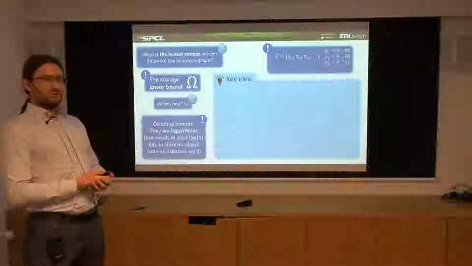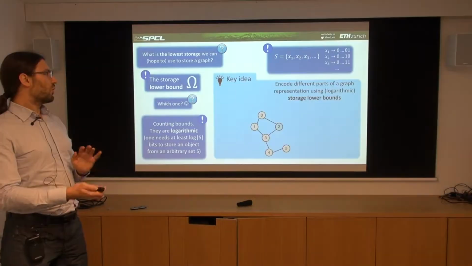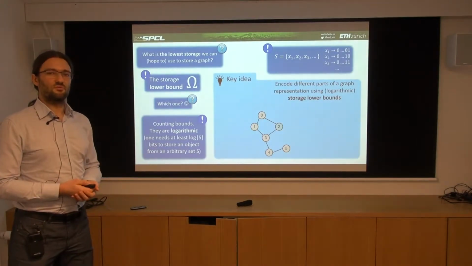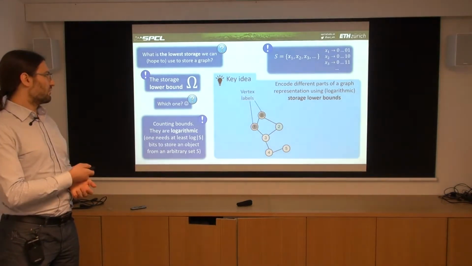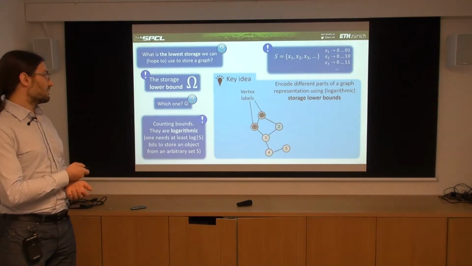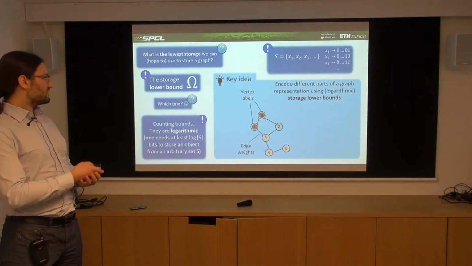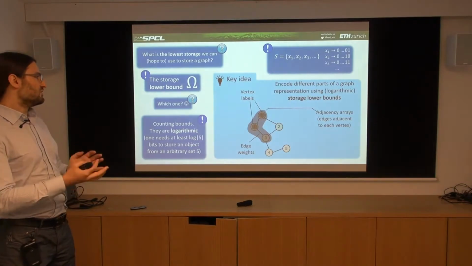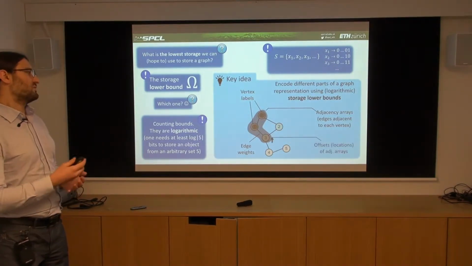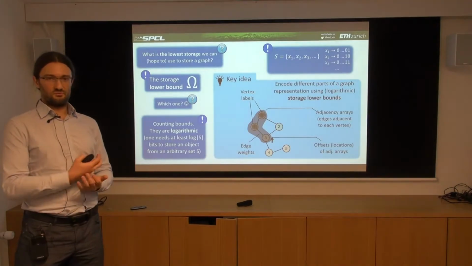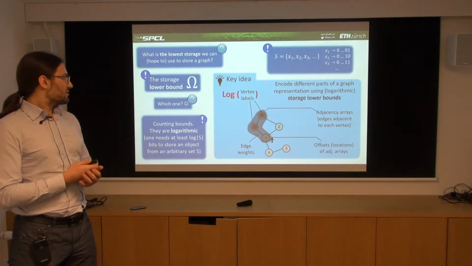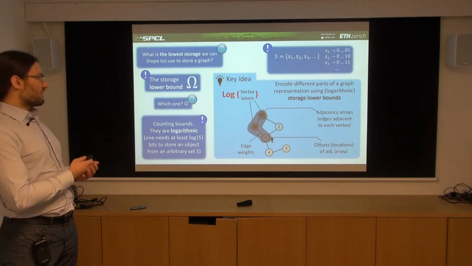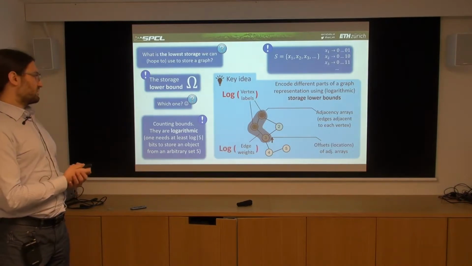Right, so the key idea in the representation that we propose is to encode different parts of a graph using these logarithmic storage lower bounds. What I mean by different parts of the graph representation is, for example, fine-grained elements such as vertex labels, like the ones here, or edge weights, but also coarse-grained elements, for example, the whole adjacency arrays, which means the edges adjacent to each vertex, and also the offsets, which means the locations where we store each of these adjacency arrays. Right, and this means that we want to grab all these elements and derive logarithmic bounds for all of them, and then combine them together in a single graph representation.